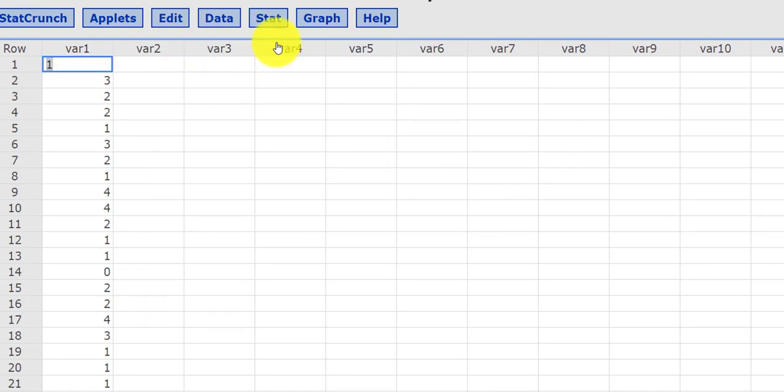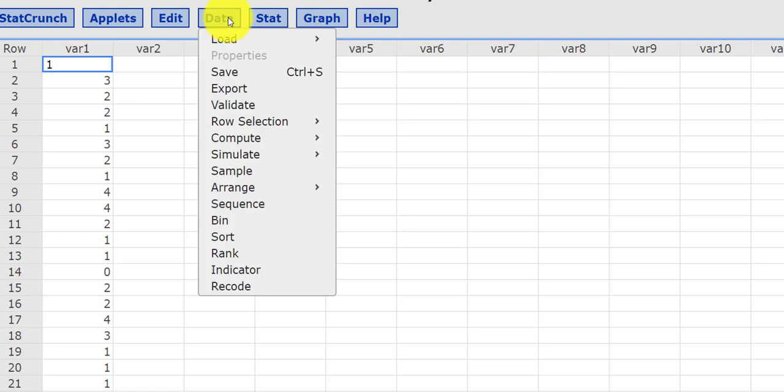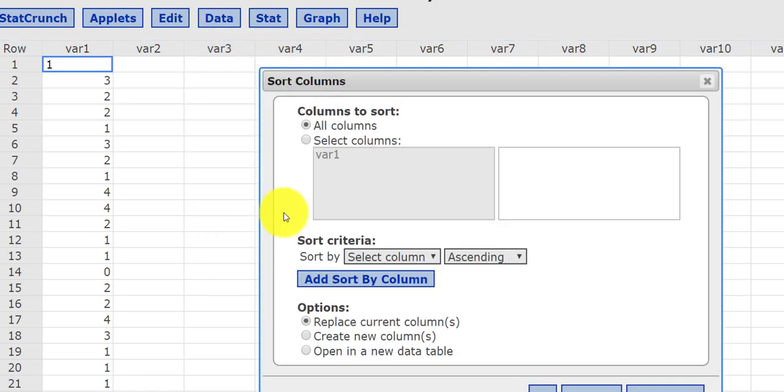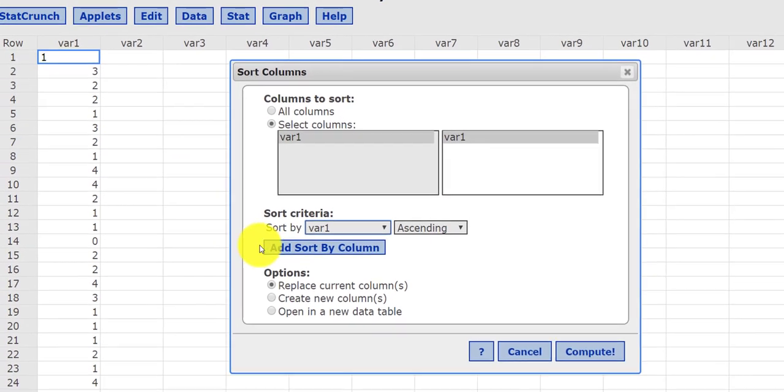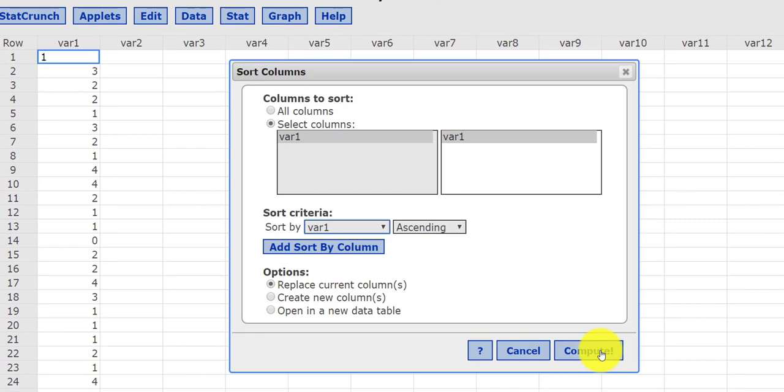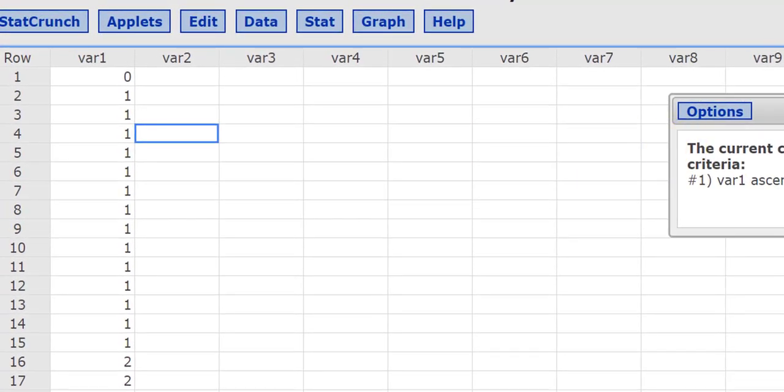So if I click on data, and then sort, select column 1, variable 1, right? That's this column here. Again, select column 1, and I press compute. Now it's easier to see my data.